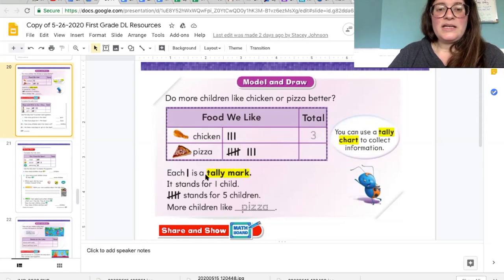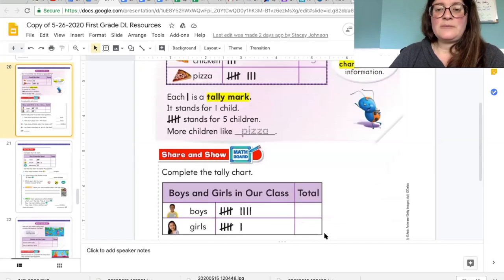It says each one is a tally mark. It stands for 1 child. 5 stands for 5 children. More children like pizza. We can see that, right? There's more tallies in the box for pizza than there is chicken.